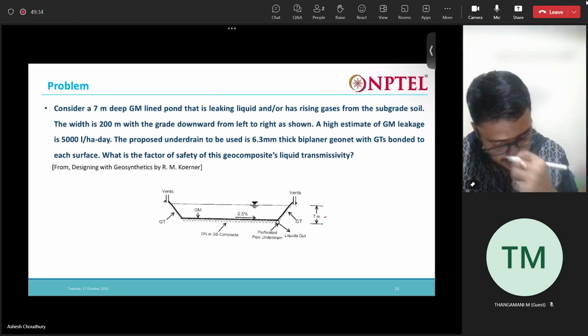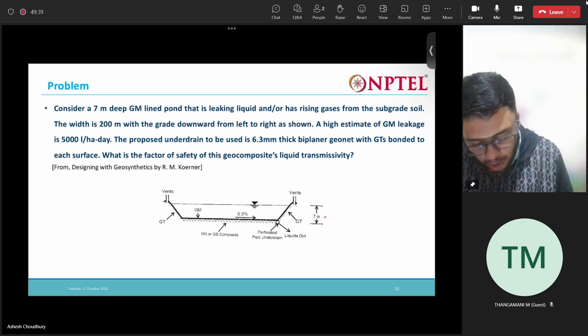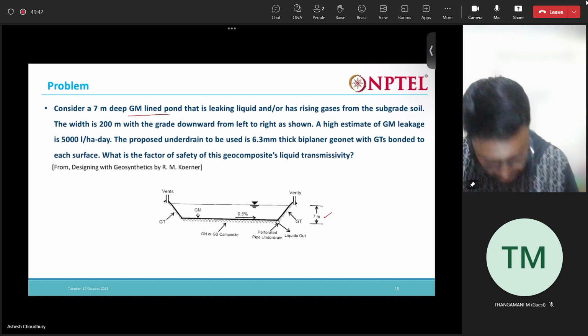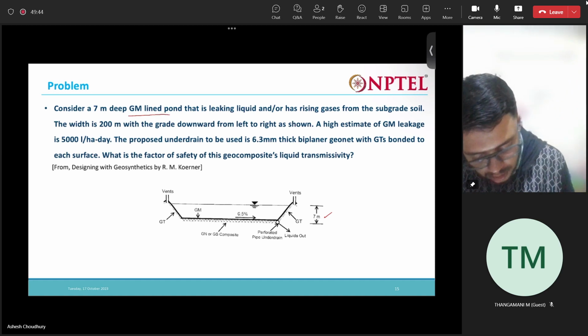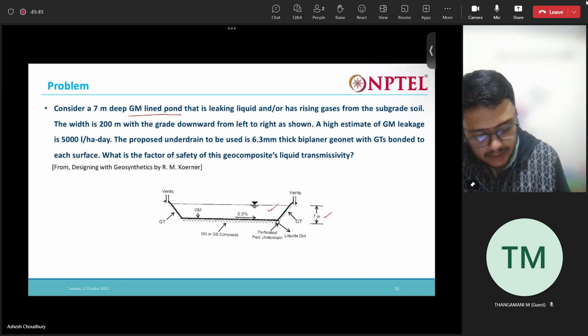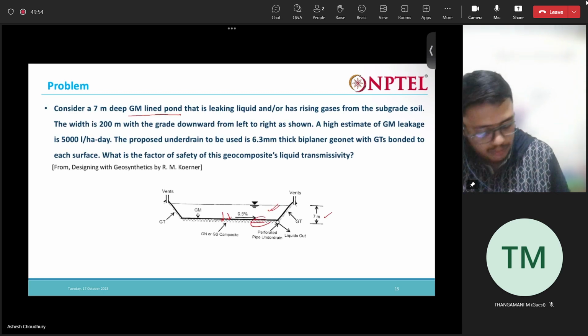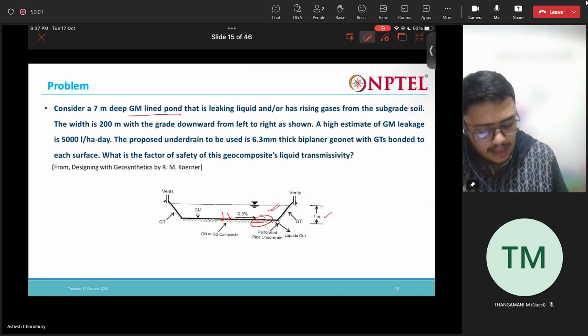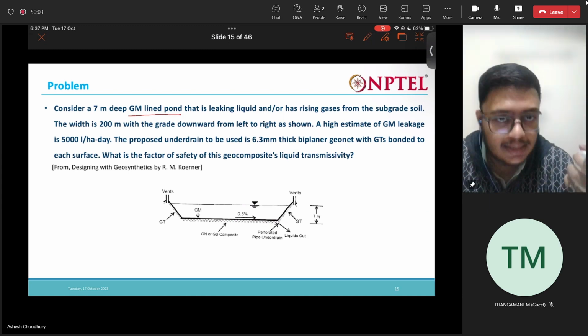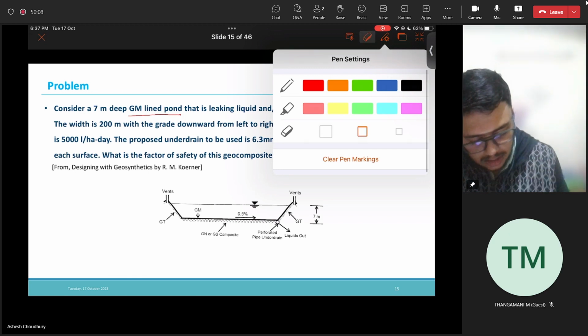Now it is given that this is 7 meter high, right? So 7 meter high, but lined pond. This is a pond, that means water is there. This is water, 7 meter. So 9.81 into 7 meter, this much vertical pressure is acting on this geocomposite, right? 7 into 9.81, isn't it? So corresponding to that vertical pressure, 7 into 9.81, that is approximately how much?